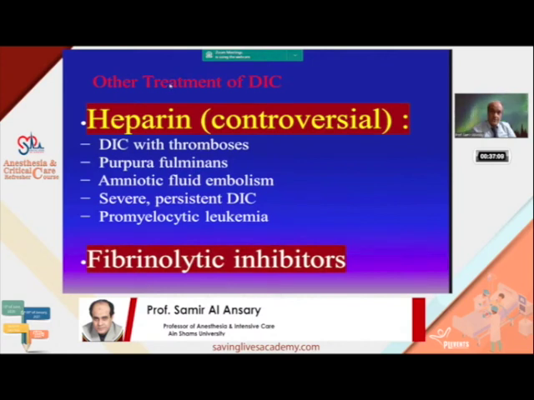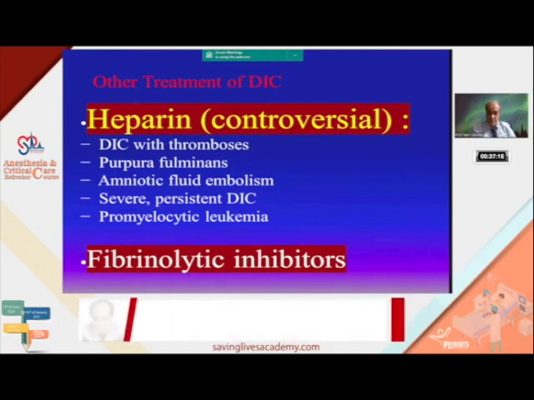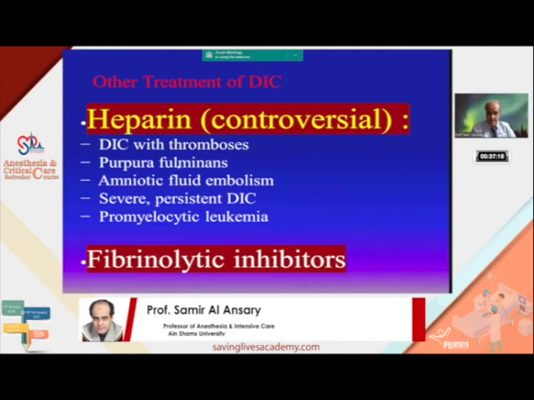Another treatment of DIC is heparin, and it is controversial for its use. But in some situations, like DIC with thrombosis, purpura fulminans, amniotic fluid embolism, severe persistent DIC, and promyelocytic leukemia, we can use heparin. Fibrinolytic inhibitors also, don't forget epsilon aminocaproic acid and tranexamic acid in severe fibrinolysis, like patients with severe cirrhosis and patients exhibiting too much fibrinolysis.